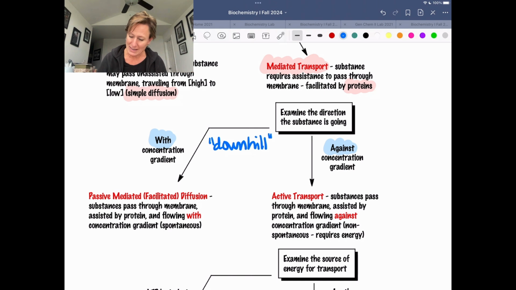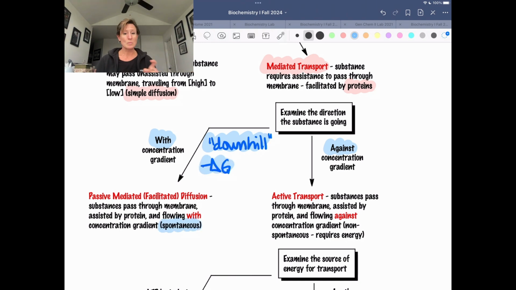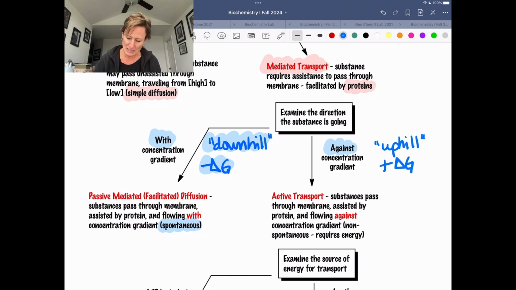So something that's going downhill is going to have a negative delta G. Again, downhill processes are going to have a negative delta G. We would define those as being spontaneous. Something that's going against the concentration gradient, we would define that as an uphill process. From a delta G standpoint, that's going to be a positive delta G. That's going to be non-spontaneous, right? So a non-spontaneous process, because of that positive delta G, is going to require energy.